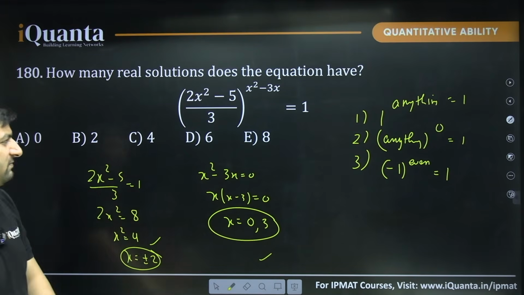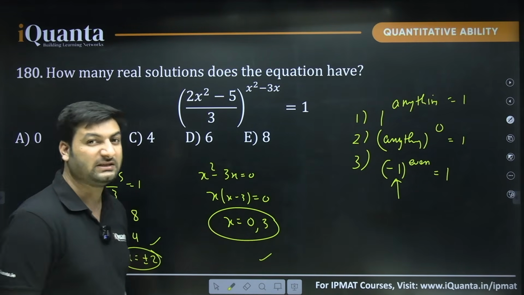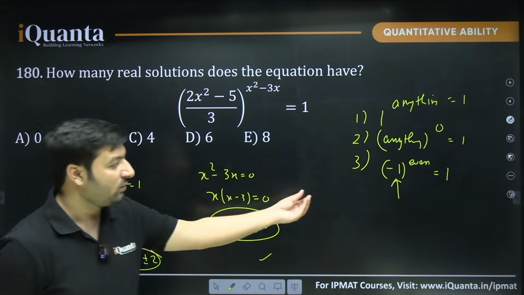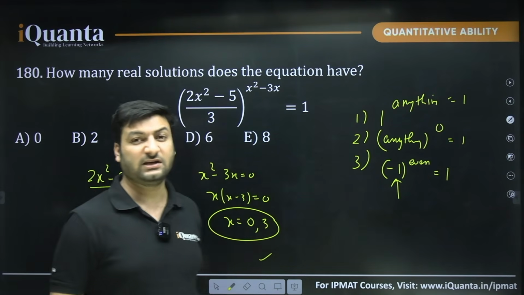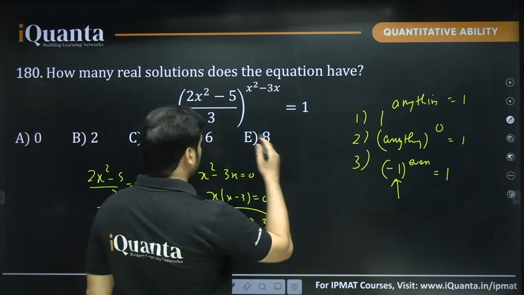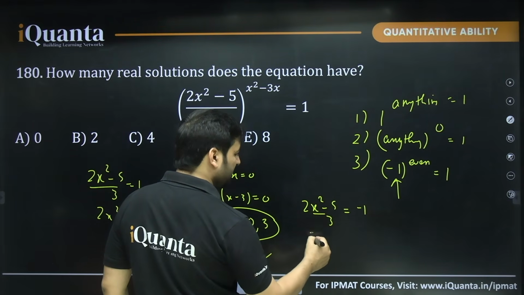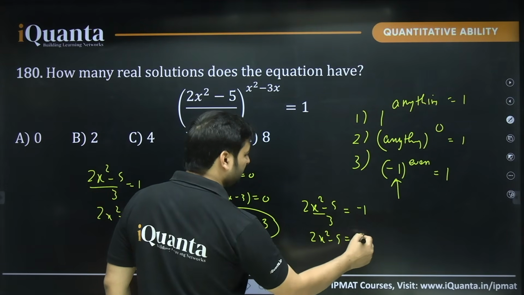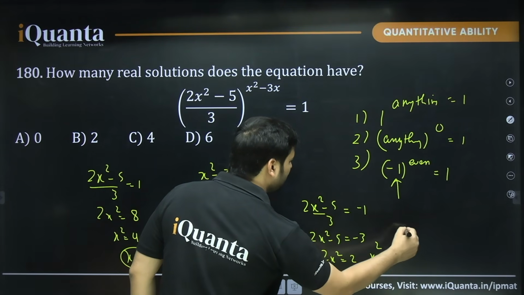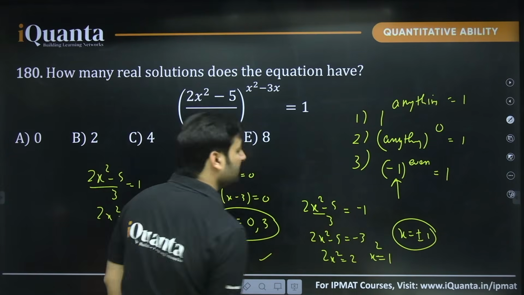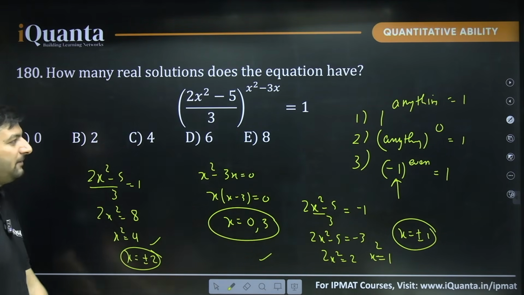And the last is minus 1 to the power even. So we care about the base first, which is minus 1. For whatever values the base is minus 1, for those values of x you will put in the power and check if the power is even or not, okay? So the base (2x square minus 5)/3 is minus 1. So 2x square minus 5 equals minus 3, 2x square is equal to 2, x square will be equal to 1, x will be plus minus 1. So we are sure that for plus 1 and minus 1 the base is going to be minus 1, okay?